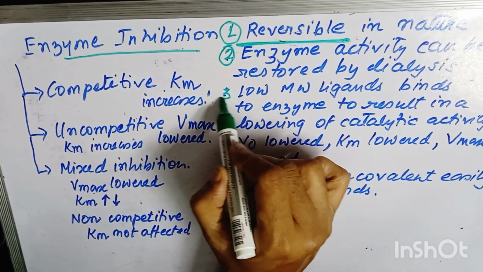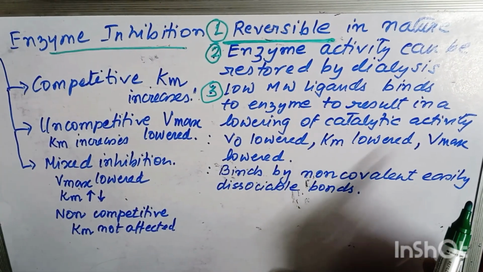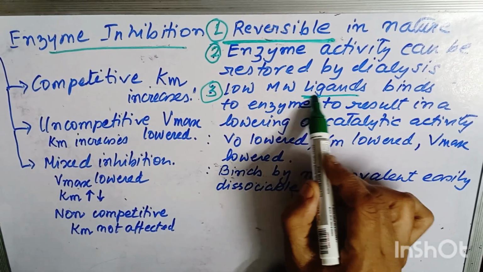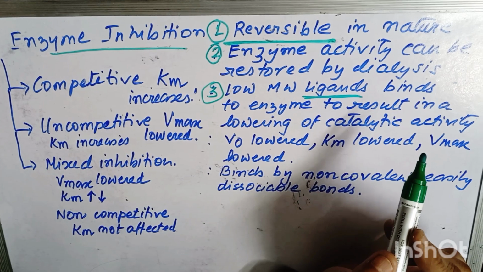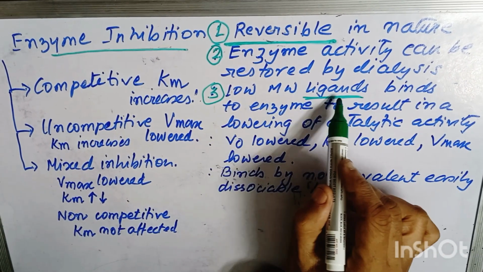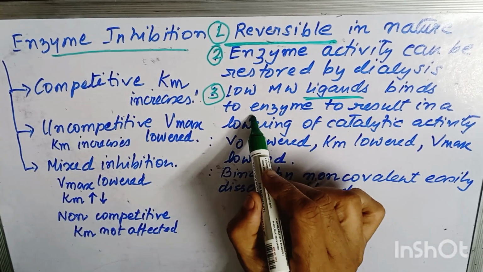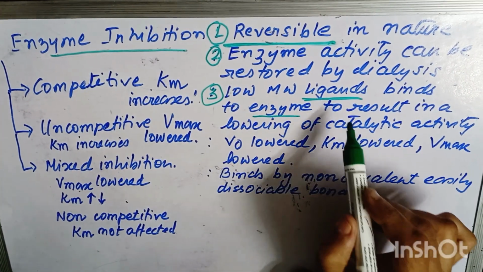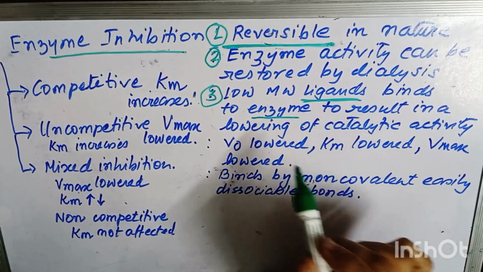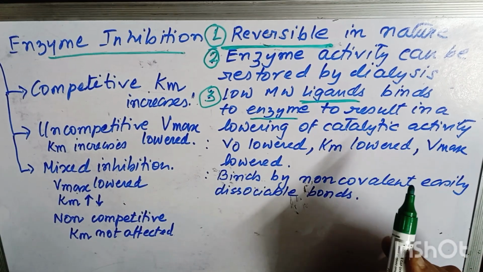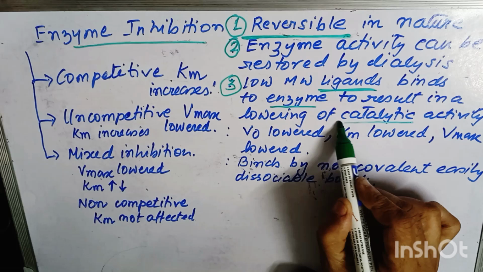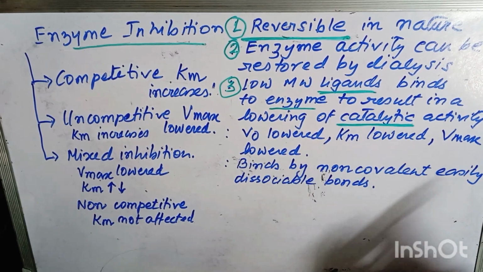The third point is that inhibitors are low molecular weight ligands. These ligands can be any drug, any hormone, or any other metabolic mediator. Binding of the ligand to the enzyme results in the lowering of catalytic activity. We know an enzyme does catalysis, so it decreases the catalytic activity of the enzyme.